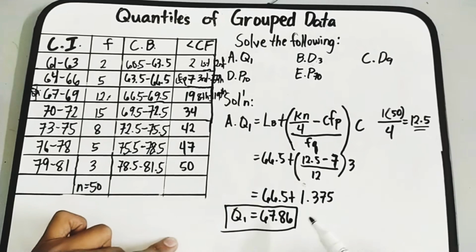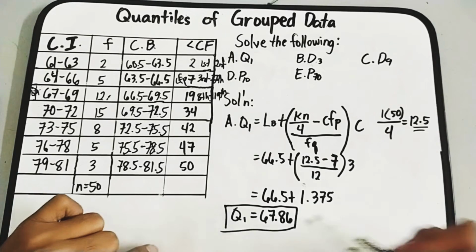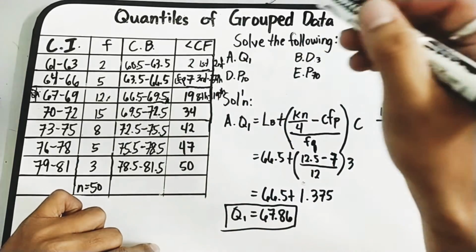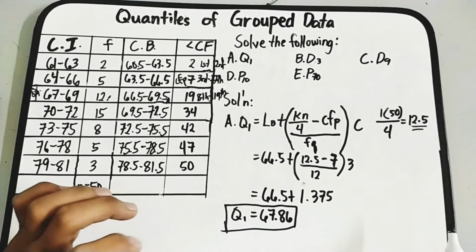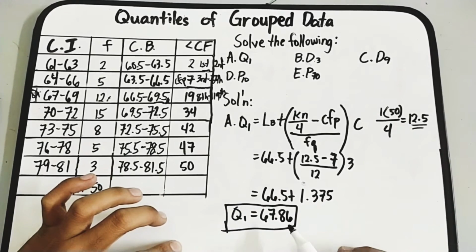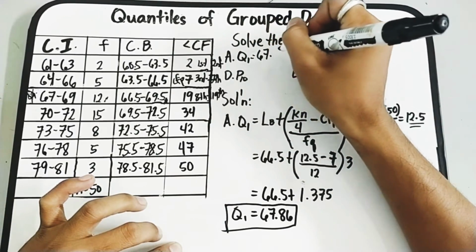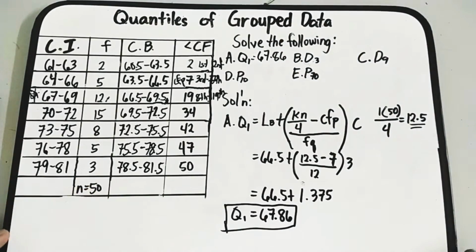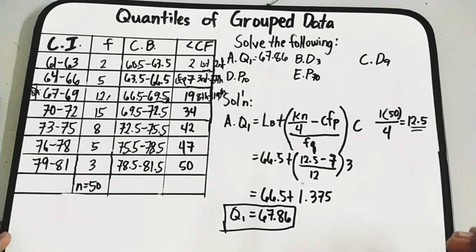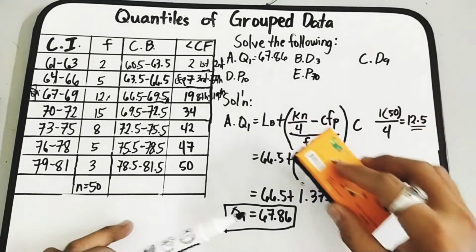Question. Is 67.86 in the range or in the boundary of 66.5 to 69.5? Andun ba? Pasok ba siya sa boundary na to? Okay. Therefore, dahil pasok siya doon, tama at andoon yung quartile. Ito yung value ng ating quartile 1. So, our quartile 1 is 67.86. Okay? Next, let us find out yung our decile 3, decile 9, and so on hanggang percentile 70.